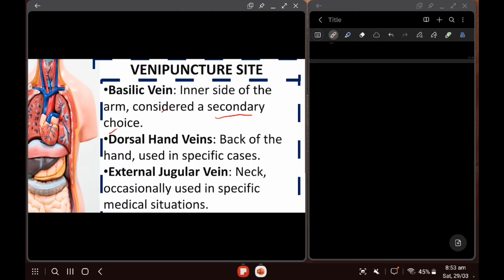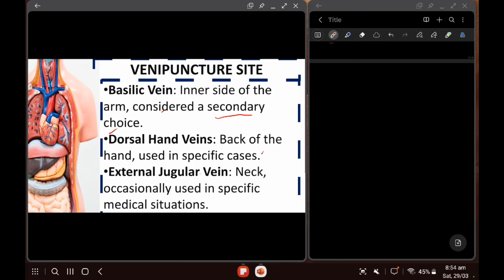Then we have dorsal hand veins, back of the hand. So, used in specific cases. In some cases, particularly sa mga blood test natin, or other side, it is not suitable. Di siya masyadong ginagamit. Pero kung talagang wala kang choice, ito yung madalas, lalo na kung laging nagbabulge or pumuputok yung vein.